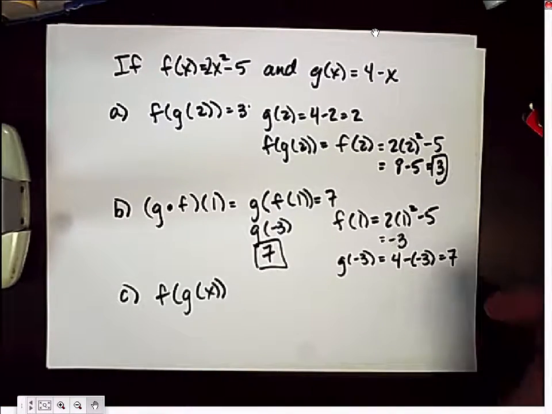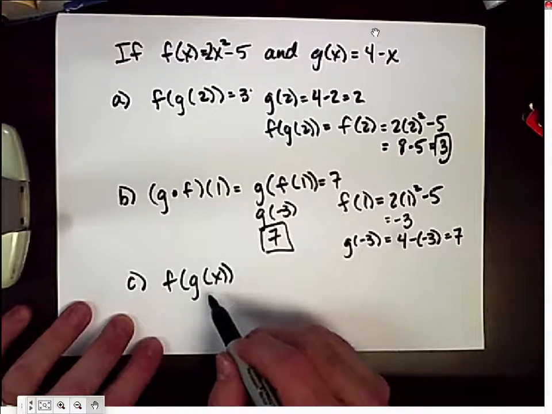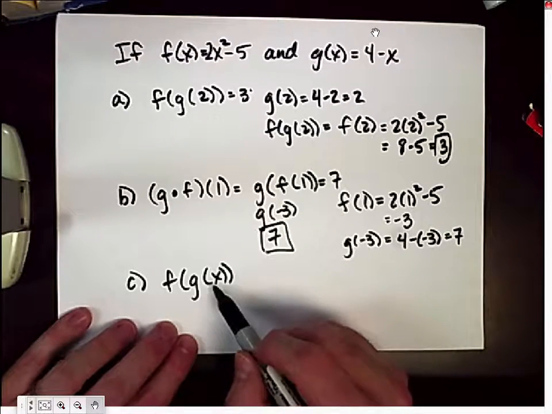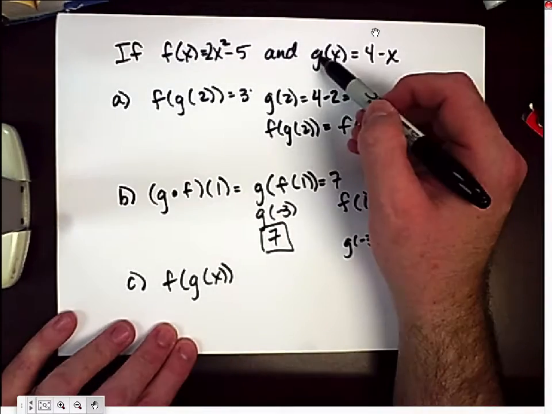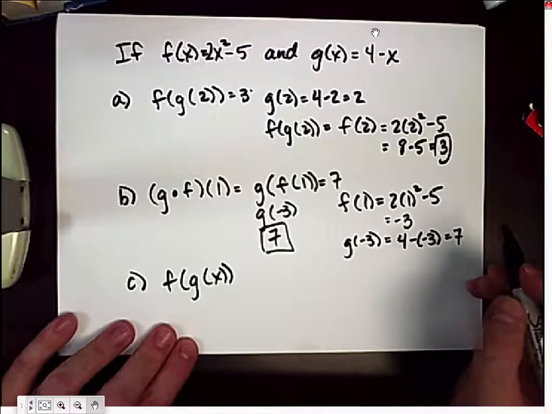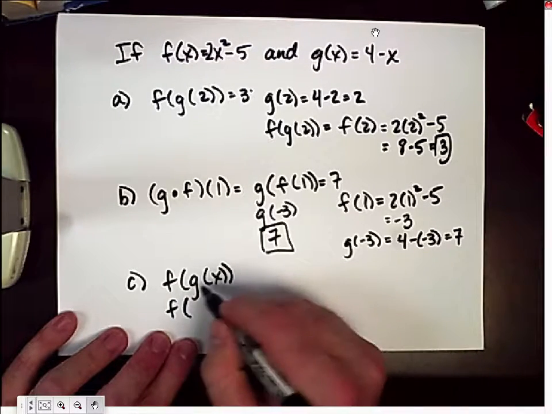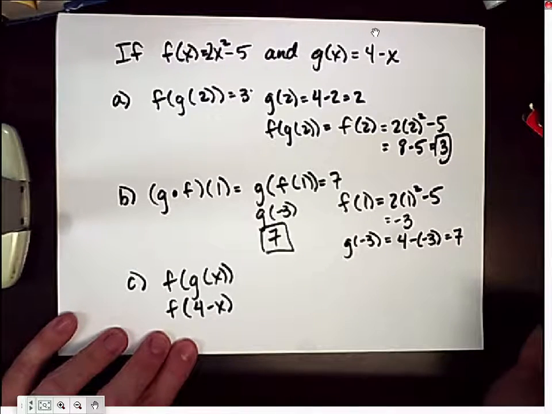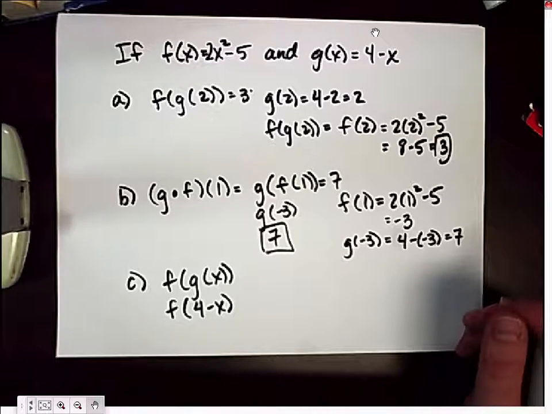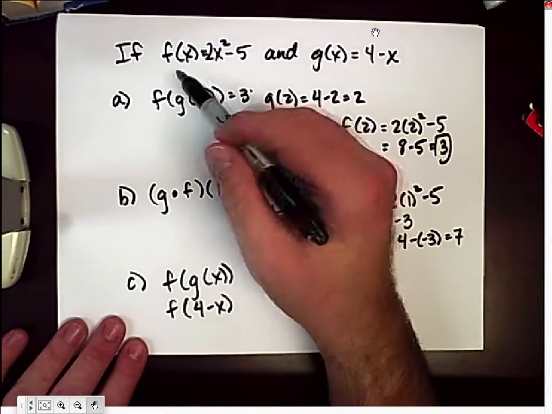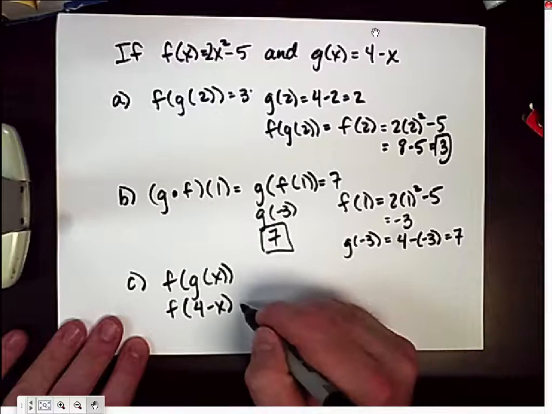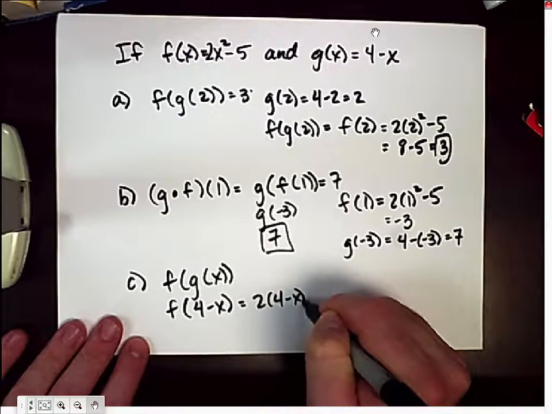Okay, everybody following? All right, so what about here? We don't have a number input, we have a letter input. So we're going to input x into g first. Well, that's what g was given to us. When you input x, the output is 4 minus x. So g of x becomes 4 minus x. Then 4 minus x now becomes the input into f. Well, f of anything is 2 times anything squared minus 5. So f of this is 2 times this squared minus 5.